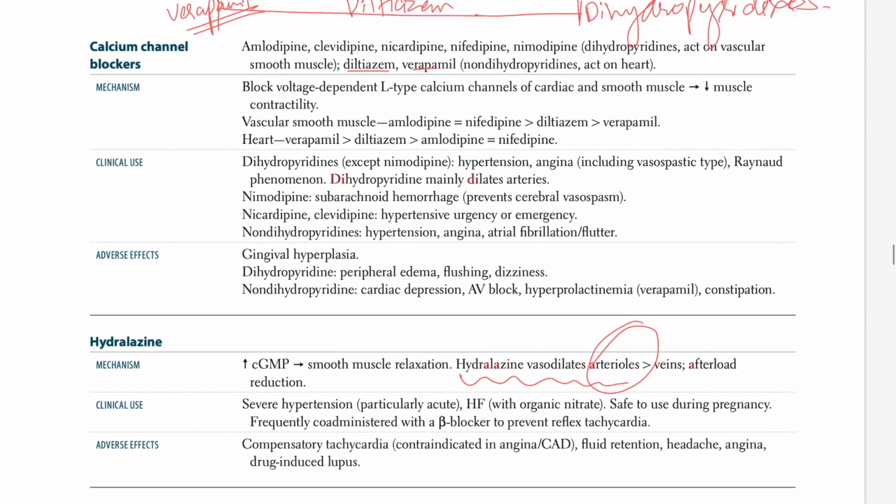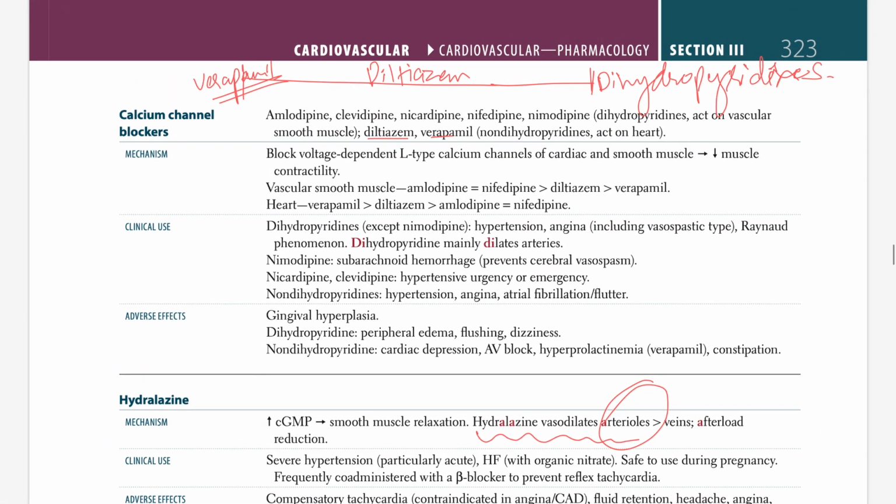Okay, now the first drug class in antihypertensives we will be talking about is calcium channel blockers. In calcium channel blockers, what do we have? Calcium channel blockers are amlodipine, clevidipine, nicardipine, nifedipine, nimodipine, which are all dihydropyridines, as they act on the vascular smooth muscle. Diltiazem and verapamil are non-dihydropyridines, and they will act on the heart.